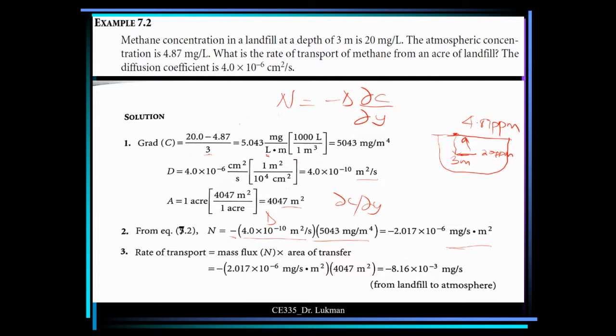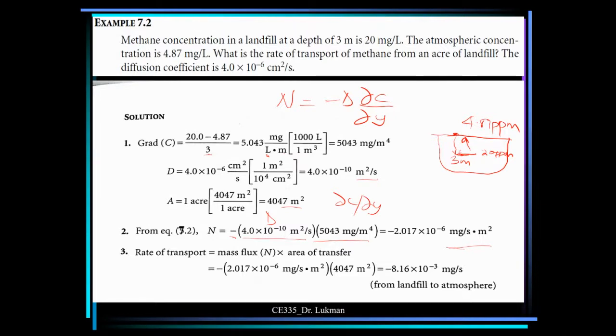Milligram per second per meter square. And then the rate of transport, meaning milligram per second, we just multiply by the area of transfer, because this is per unit area. So multiplying by the area, this is now the rate of transfer in milligram per second from landfill to atmosphere. This is from 3 meters below the landfill to the atmosphere.